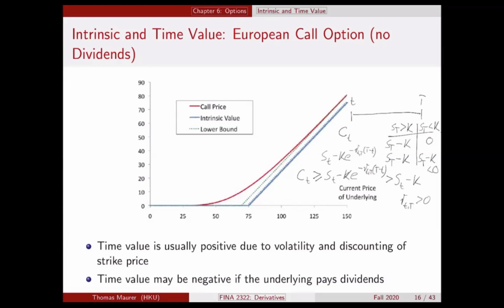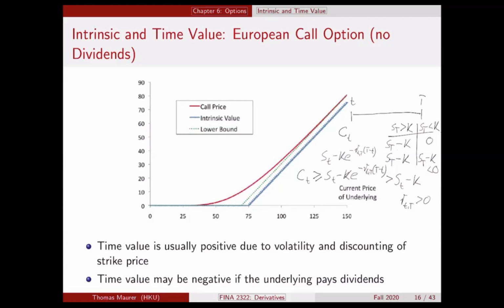Notice that this picture is only true for an option which doesn't pay any dividends, because if the underlying pays some dividends, then the price of the underlying will drop as the company pays out some dividends. And this may have a negative effect on the call price. And therefore, the call price might be less than the price of the underlying asset minus that present value of the strike price.